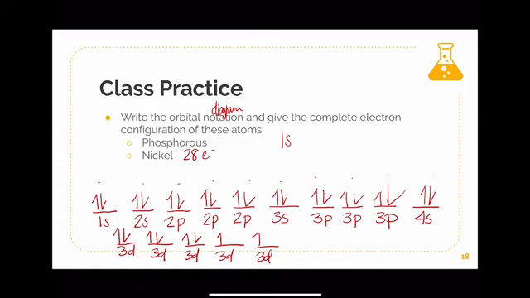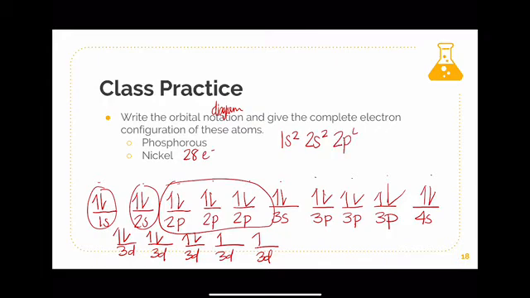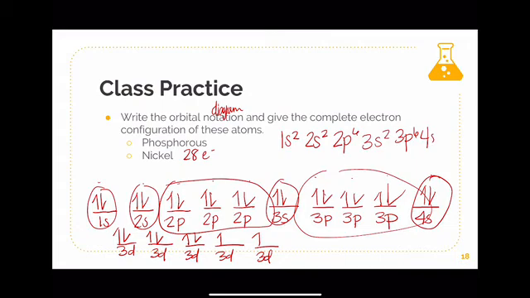So we're going to write this out, 1s2, because we've got 2 there, 2s2, 2p6, 3s2, 3p6, 4s2, 3d8. Okay, 3d8. 6, yep, 7, 8.